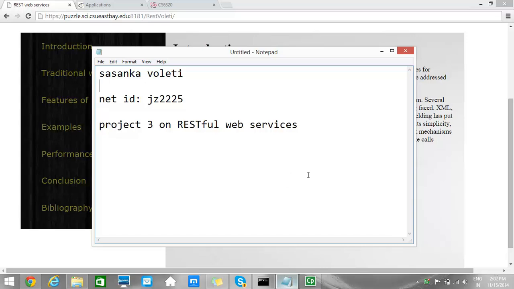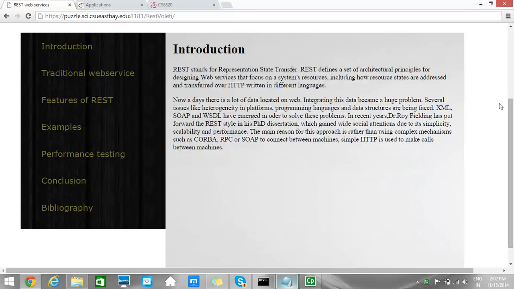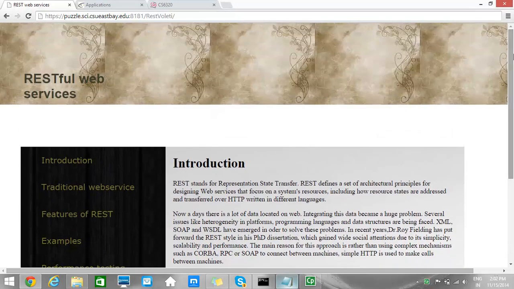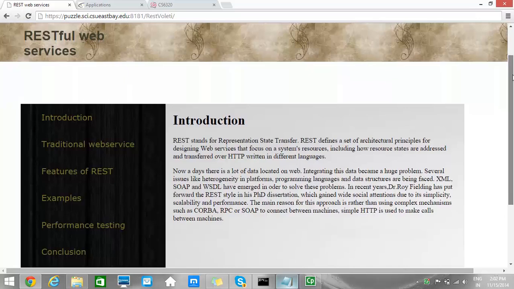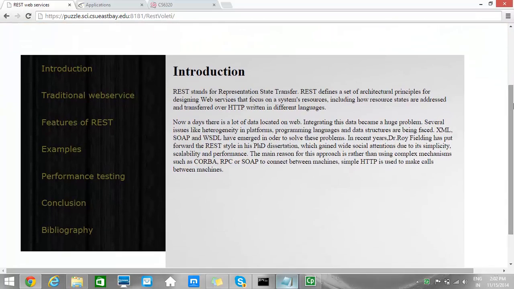This video is on project 3, which is REST Web Services. This is the web page I have designed for the presentation of my project 3, REST Web Services. REST stands for Representation State Transfer. REST defines a set of architectural principles for designing web services that focuses on system resources, including how resource states are addressed and transferred over HTTP written in different languages.